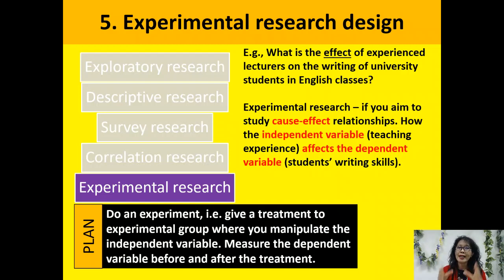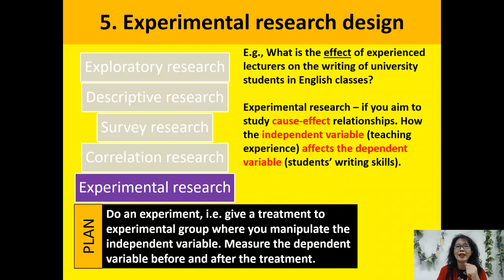So in any case, if there is an experimental research design, the variable that affects something else is what we call the independent variable. In this case, here is the teaching experience. And this one you need to manipulate. That means you go and pick and choose people that you want to study. Or if you have a treatment, you do something to the students. That is the independent variable. The dependent variable is the one that is being affected by all the changes. In this case, here is the students' writing skills.